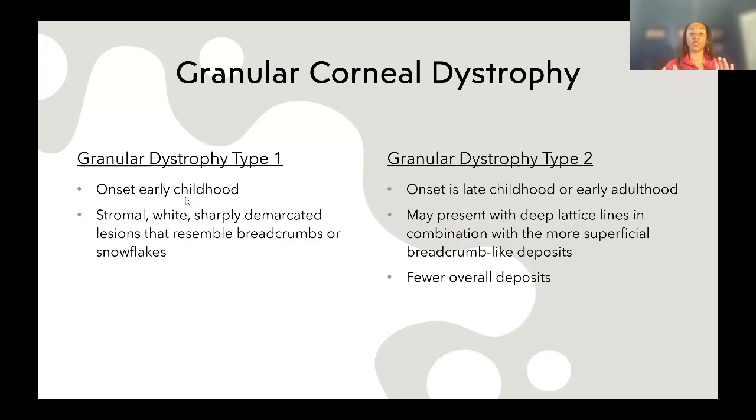So there are 2 different types, type 1 and type 2, with a few key differences. Granular type 1 onsets early, granular type 2 onsets in later childhood, early adulthood. Type 1 has those very characteristic demarcated lesions that resemble snowflakes or breadcrumbs. And type 2 really looks like a combination of lattice and granular type 1. I'll show you pictures here in a second. So our patient in this case had granular type 1.